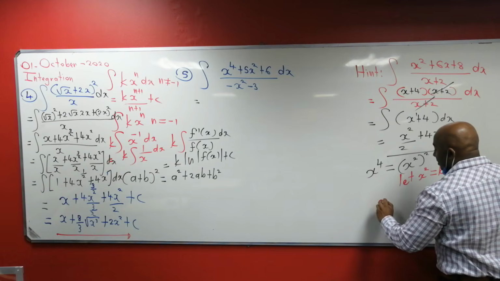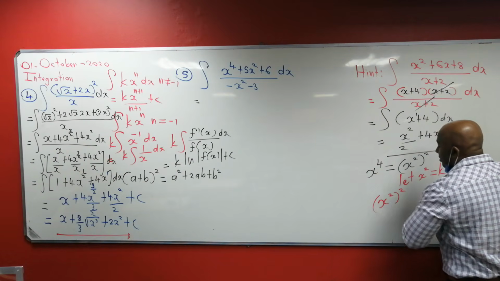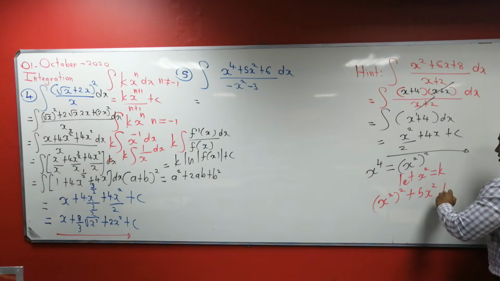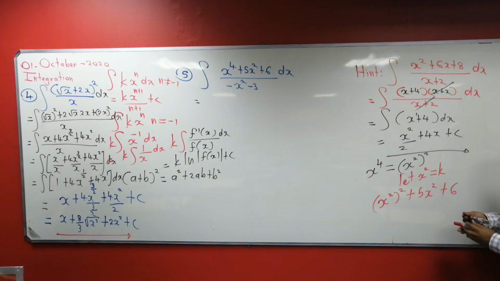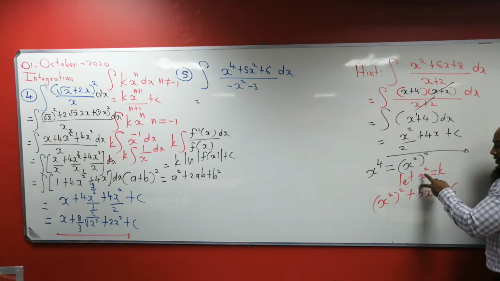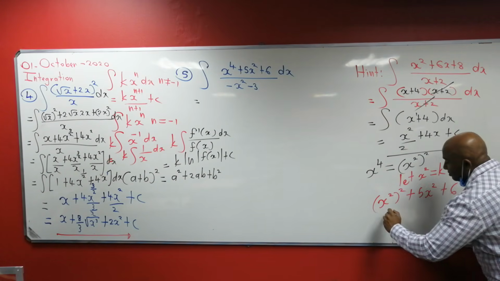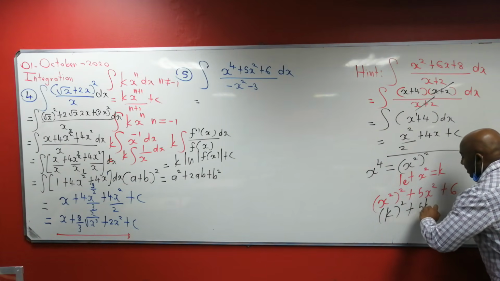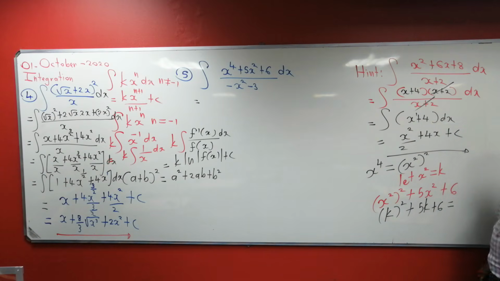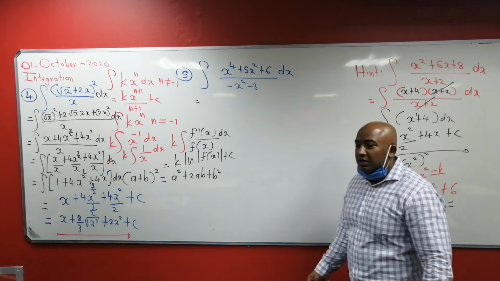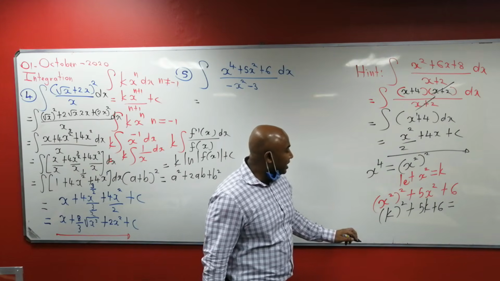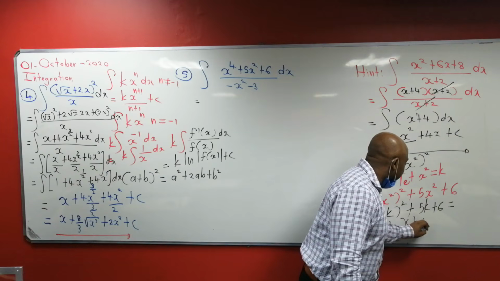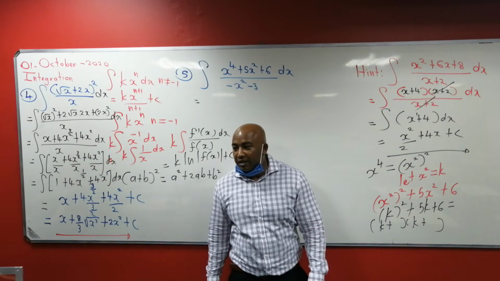I will have x squared all squared plus 5x squared plus 6. So if I want to use a substitution, I will replace x squared with k. So it becomes k squared plus 5k plus 6, which is simplified to a simple quadratic trinomial. And then I can factorize this. This will be k plus, what are the factors here of 6? Are we using 6 times 1?